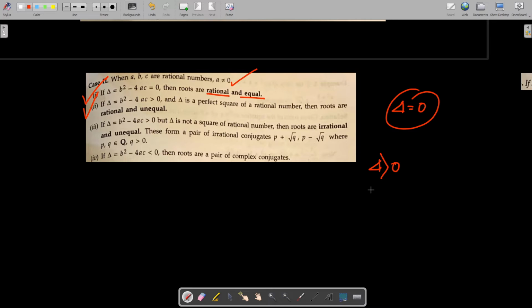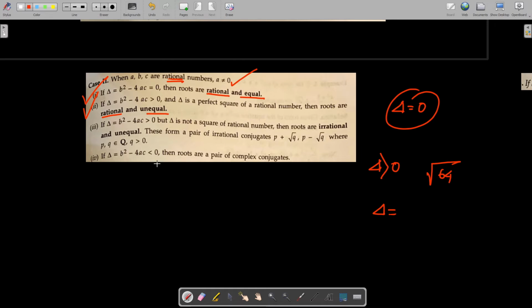Now let's look at case 2. Case 2 says if a, b, c are rational numbers and a is not equal to 0, and in that case if we get delta equal to 0, the roots will be rational and equal, quite similar to the previous one. If delta is greater than 0, now two things we'll have to see here. If delta is a perfect square, suppose we got like √64, in that case the roots will be rational and unequal.